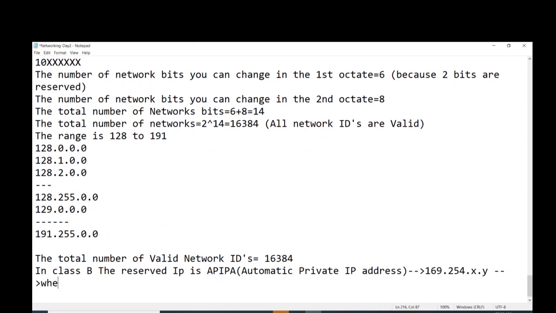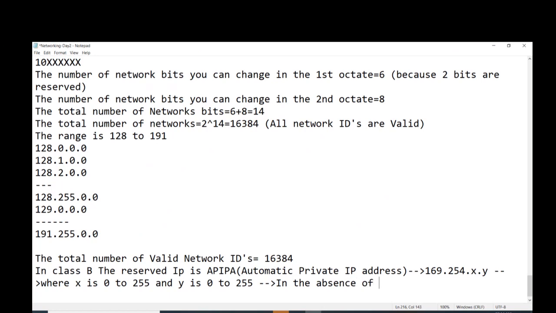Here, x is 0 to 255 and y is 0 to 255. Okay, y is 0 to 255.